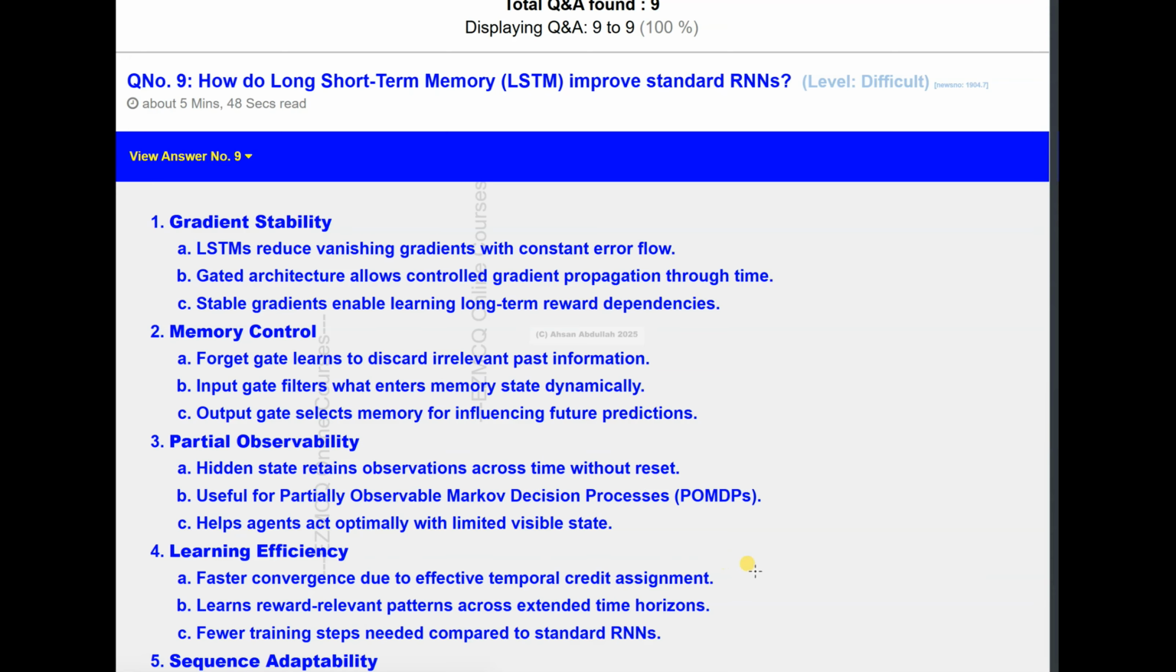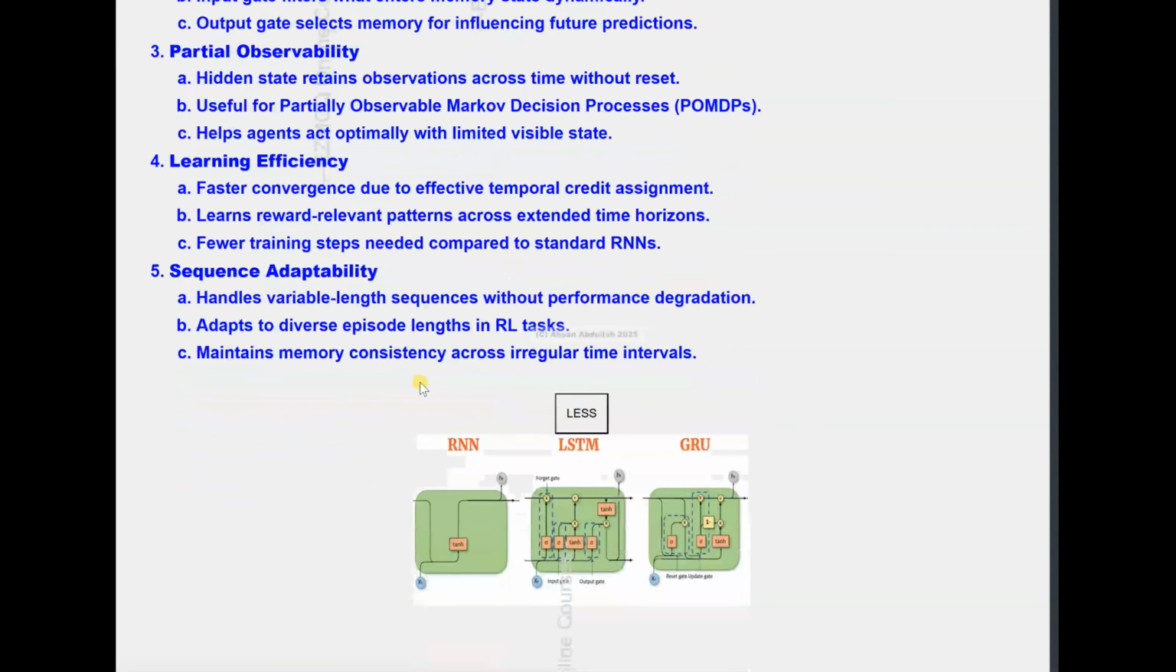And then finally we go to the sequence adaptability. So what is sequence adaptability? LSTMs handle varying episode lengths and irregular sequences, so that improves generalization and stability across diverse deep reinforcement learning tasks.